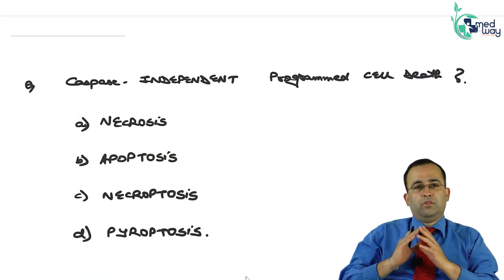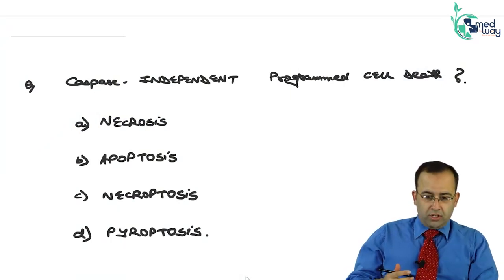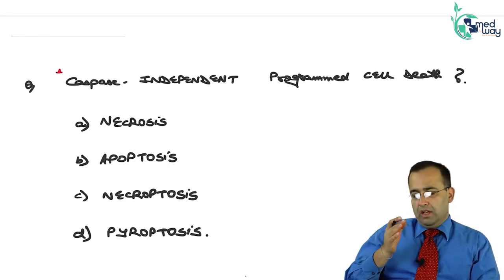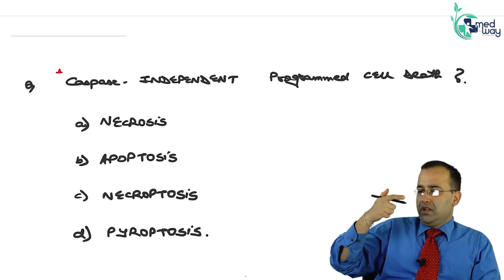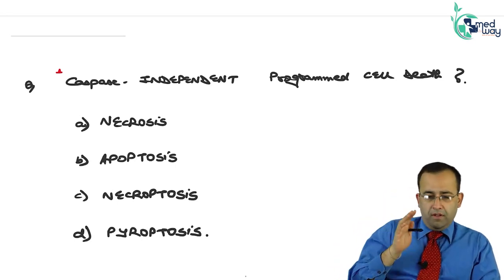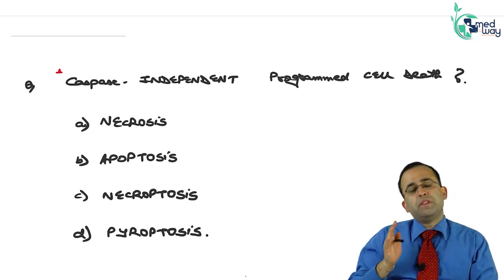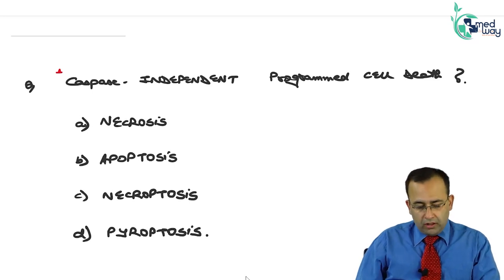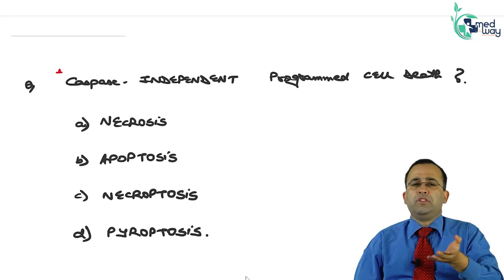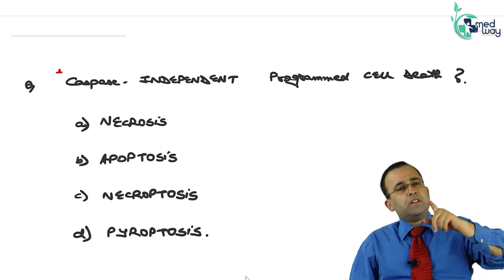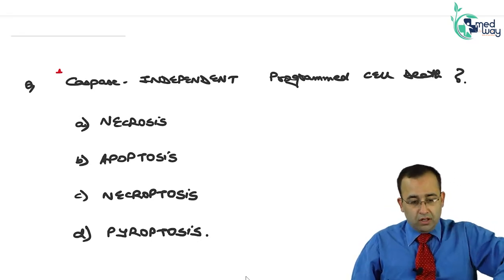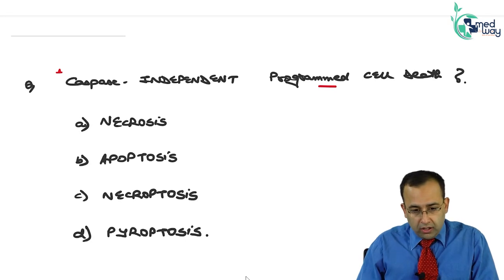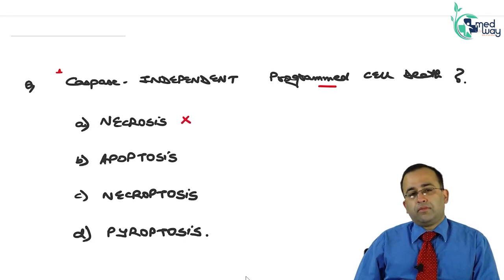Okay, so this gets us to our next question: caspase independent programmed cell death is. Look, in our previous subsection we saw necrosis and apoptosis. Now the examiner has asked you caspase independent programmed cell death, A B C D. What's the answer? Whenever I ask this question in a face-to-face class, students tend to mark it as necrosis or apoptosis, but no. Look, it is programmed cell death, so necrosis is out.